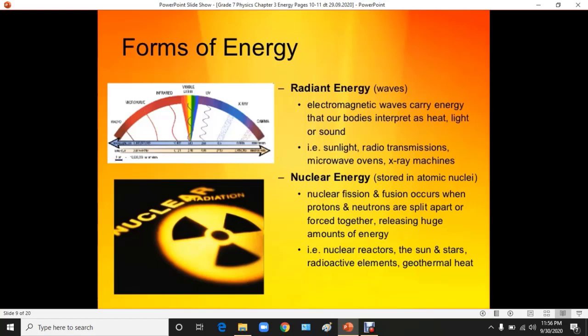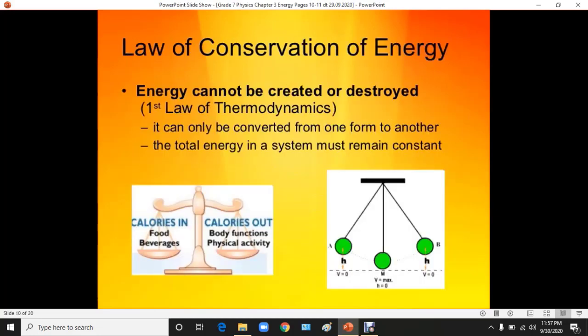Here is nuclear energy, which is stored in atomic nuclei. Nuclear energy is related to nuclear fission or nuclear fusion, which occurs when the protons and neutrons are split apart or forced together, releasing huge amounts of energy that we call nuclear energy. Examples are nuclear reactors, the sun and the stars, radioactive elements, geothermal heat. All these are examples of this kind of energy.